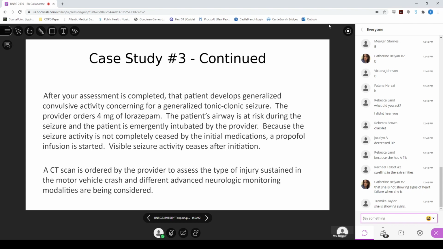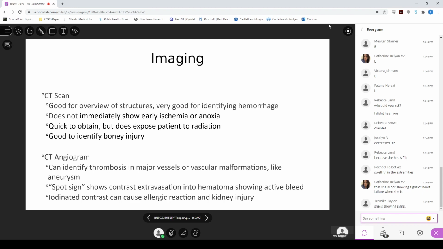A CT scan is ordered by the provider to assess the type of injury sustained in the motor vehicle crash. Different advanced neurological monitoring modalities are being considered. So the CT scan, it's good for some things. It shows the structure, and it's very good at identifying hemorrhage. You can tell the area of the hemorrhage, and it's pretty accurate in the size of the hemorrhage. But what it doesn't show is any ischemia or any anoxic area. It's very quickly obtained, and it doesn't expose the patient to radiation. And they can also identify any type of bony injury.